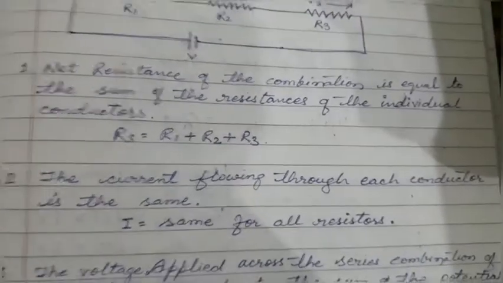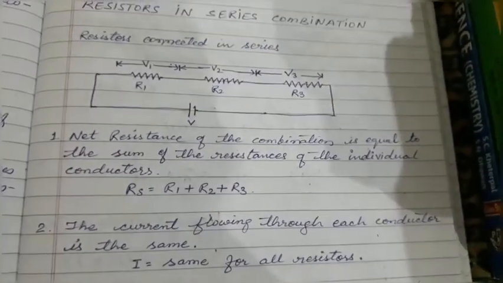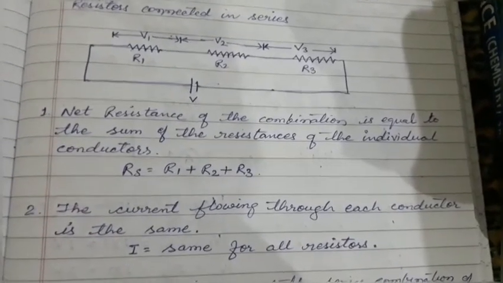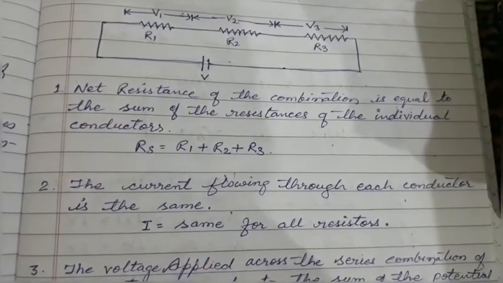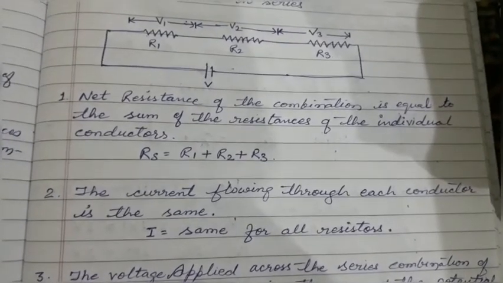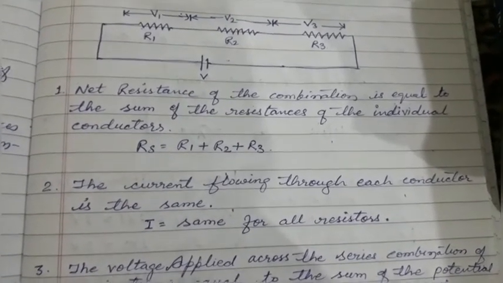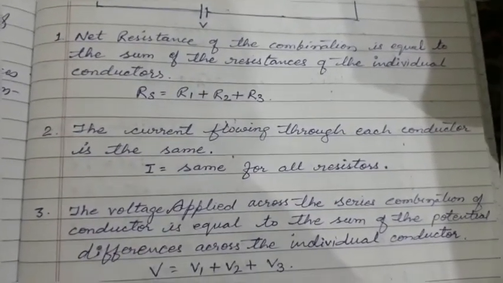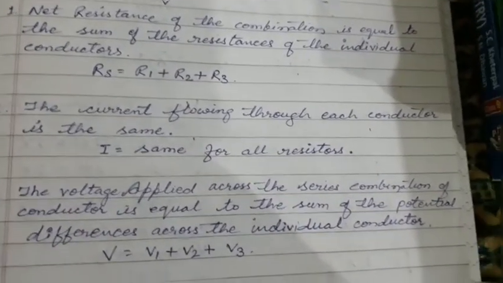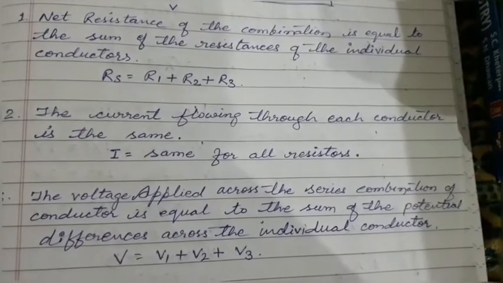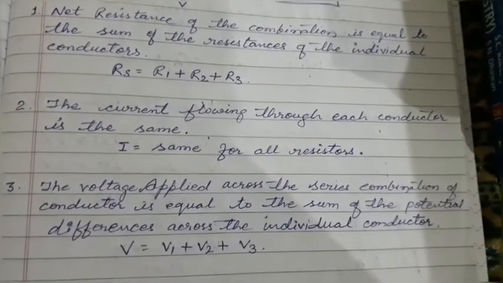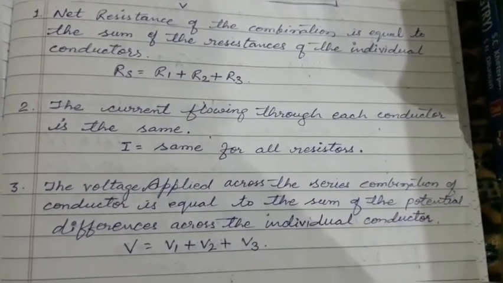The second point regarding the series connection is that the current flowing through each conductor is the same. It means the amount of current that is flowing in one resistor is the same as it will flow in the second resistor. And the third is that the voltage applied across the series combination of conductors is equal to the sum of the potential differences across the individual conductors.